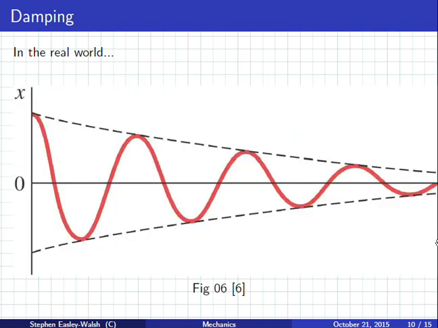Now, in the real world, the motion is not like this. So if you pull a spring down, it goes up, down. But does it continue to do this forever? No. It actually goes more like this. So we call that damping. It decreases. Now we don't do this in physics because it's too difficult.